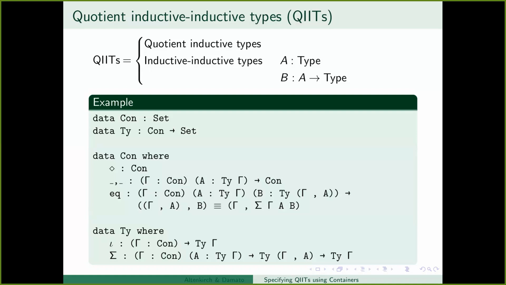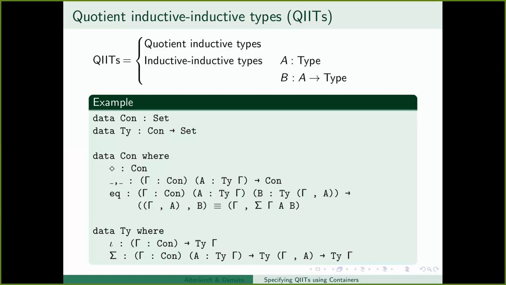Each constructor here, notice that it's an equality constructor. This is saying that if I extend the context gamma with A and then extend that with B, that's the same as if I were to extend gamma with the sigma type of A and B. So the quotienting is happening by this inclusion of eq, which is an equality constructor. It's an equality on Con. And the induction allows us to, for example, talk about sigma here in the definition of Con, where sigma is a constructor of Ty.